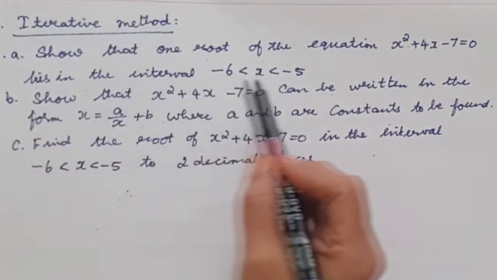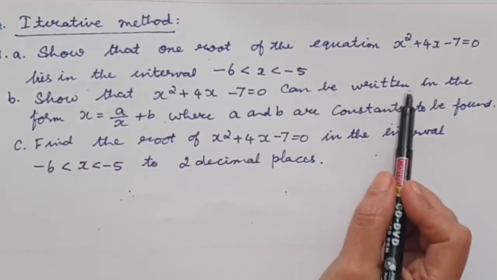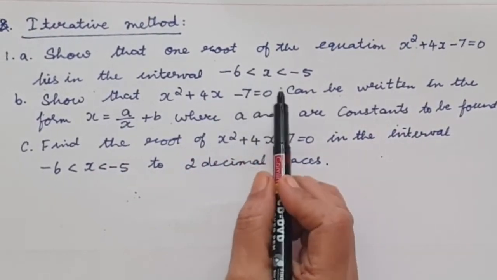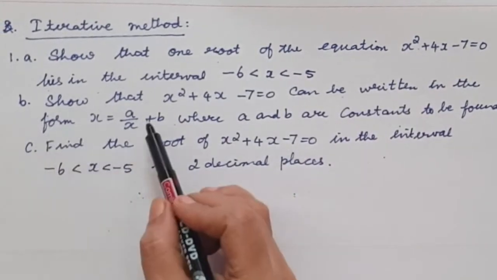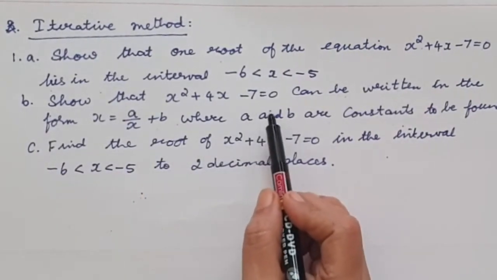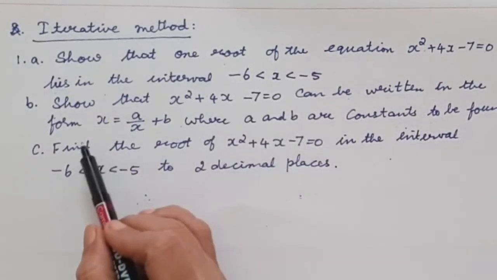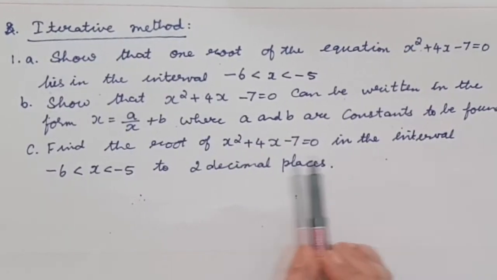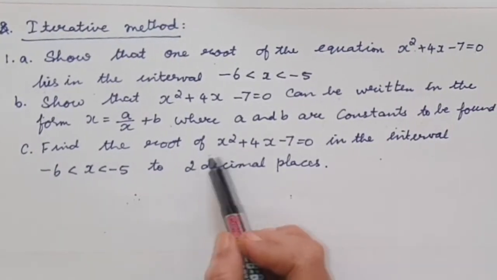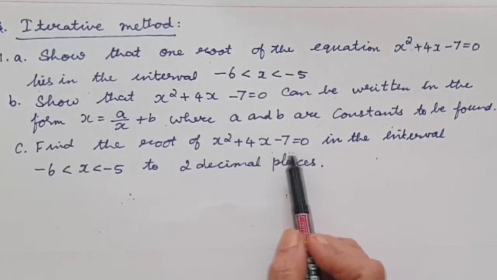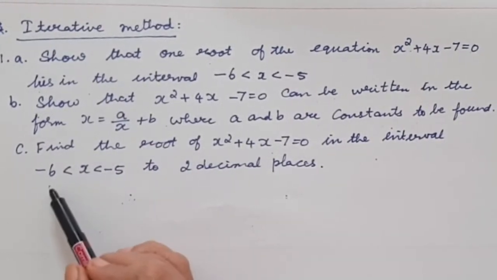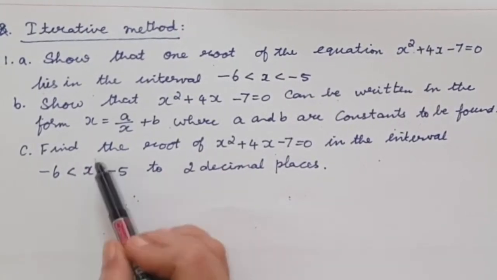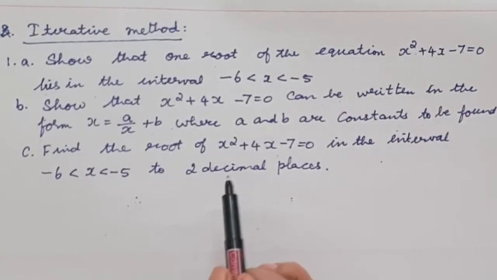First question: show that one root of the equation x squared plus 4x minus 7 equal to 0 lies in the interval minus 6 less than x less than minus 5. B part: show that x squared plus 4x minus 7 equal to 0 can be written in the form x equal to a over x plus b, where a and b are constants to be found. C: find the root of x squared plus 4x minus 7 equal to 0 in the interval minus 6 less than x less than minus 5 to 2 decimal places. So in this question, we are going to find the exact root which is present.